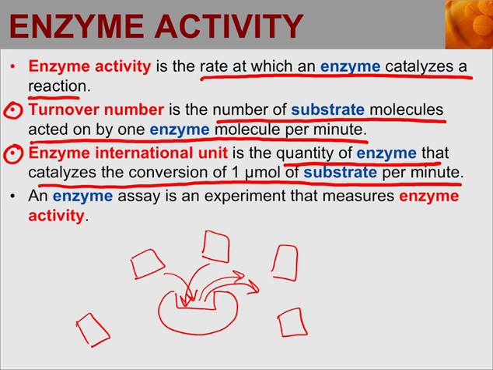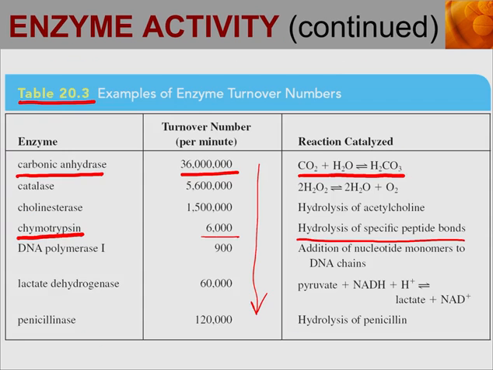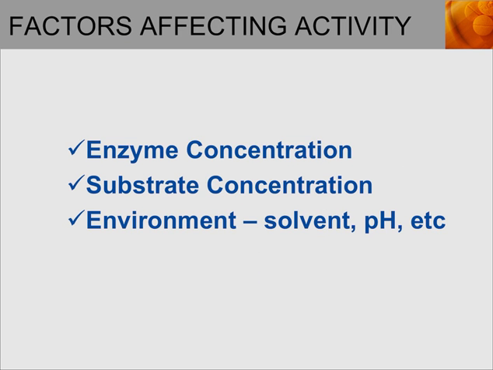Now, if you need to make a measurement like this, you would use what's called an enzyme assay. So this is the experiment that measures enzyme activity. So now let's talk about factors that affect that enzyme activity. So there's 3 main factors: enzyme concentration, substrate concentration, and the environment.